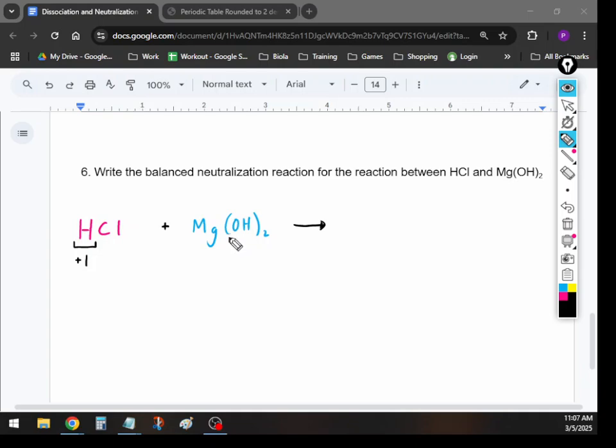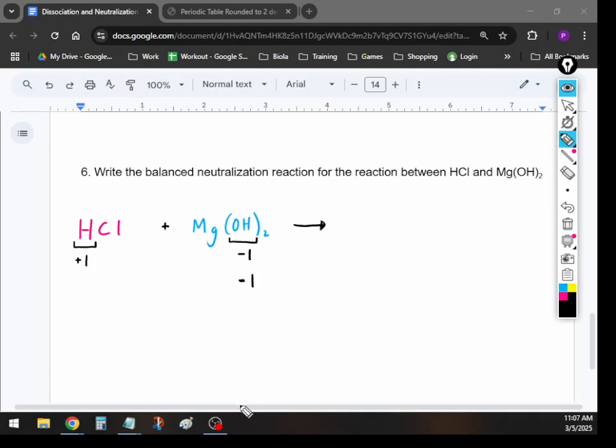We said that OH is always what? -1. But there's 2 of them. Yes, that's what I was trying to get to. So there's 2 of them, so we have to take it into account. This is -1 and -1, because they're all individually -1.